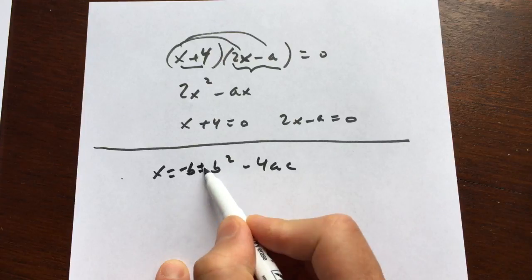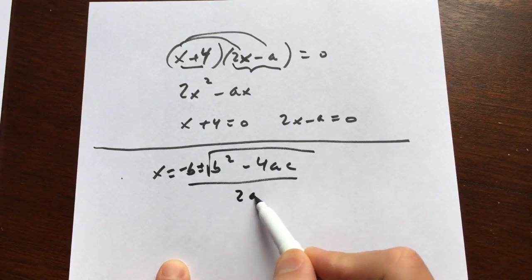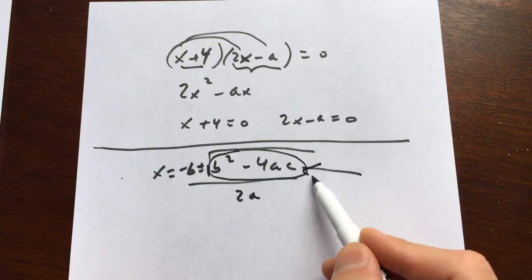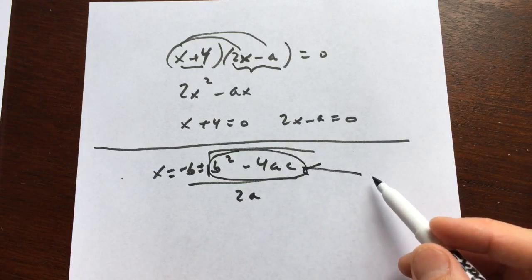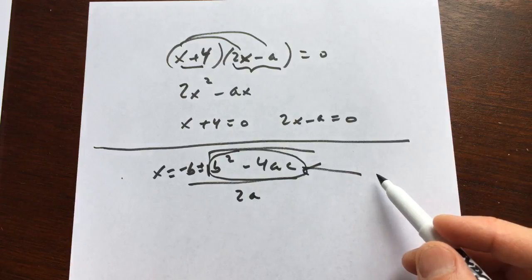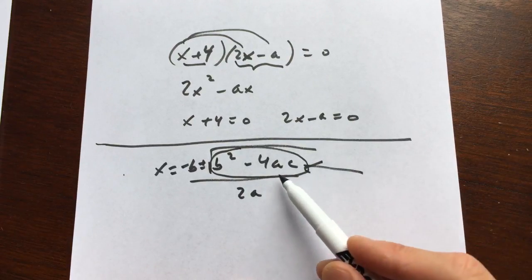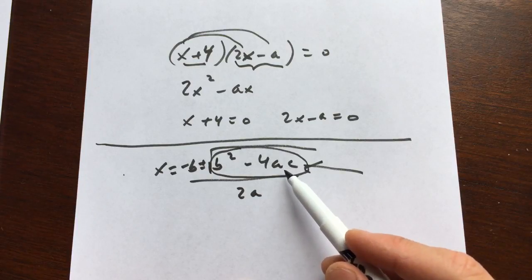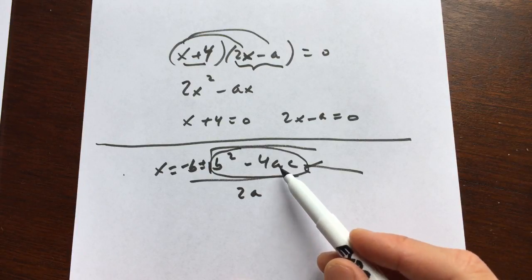If you know your quadratic formula, the b squared minus 4ac is the part that shows up underneath the square root. You use that when you're trying to analyze the number of solutions. So if this is 0, how many solutions? If it's positive, how many solutions? And if it's negative, how many solutions?